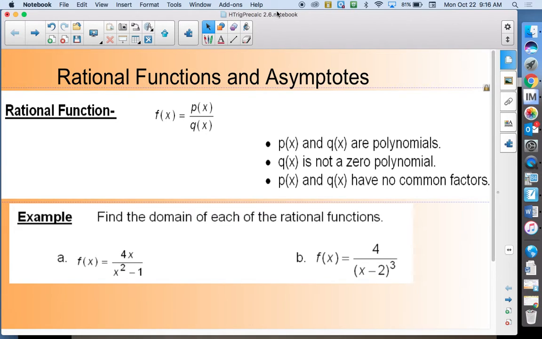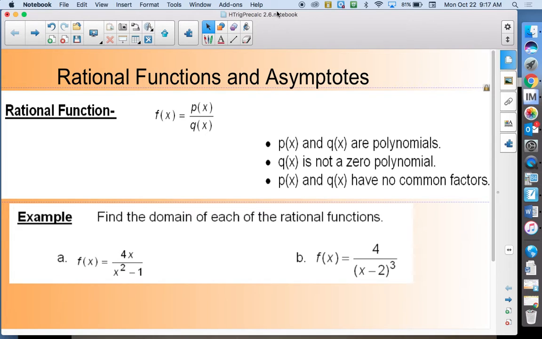So rational functions are fractions. All chapter we've been working with polynomials, so they have whole number powers. A rational function is really taking one polynomial and dividing it by a second polynomial. So you see that p of x divided by q of x. P and q are associated with rational functions. Anything that's a fraction usually uses the variables p and q.